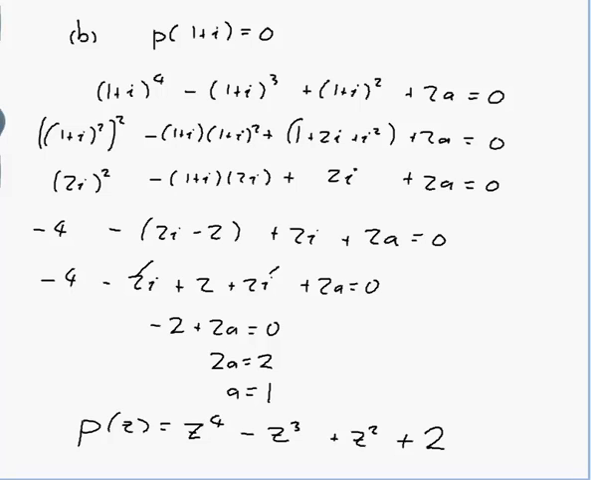So one more new page and I'll do part C. C. Express p(z) as a product of two real quadratic factors and hence find all the other zeros of p(z).